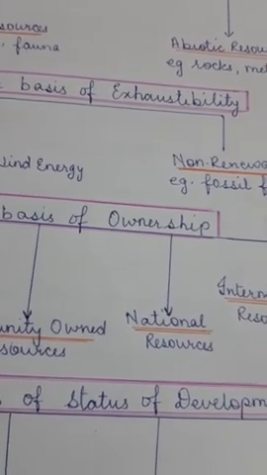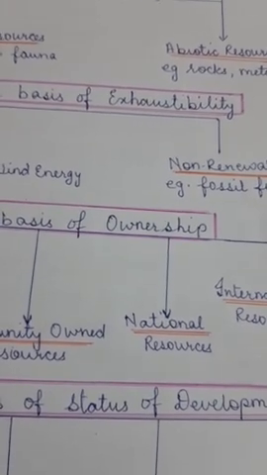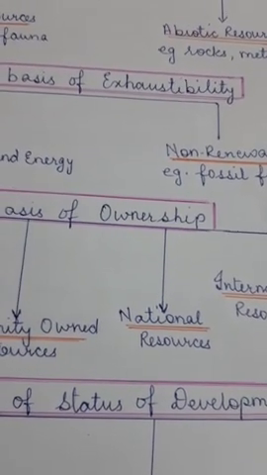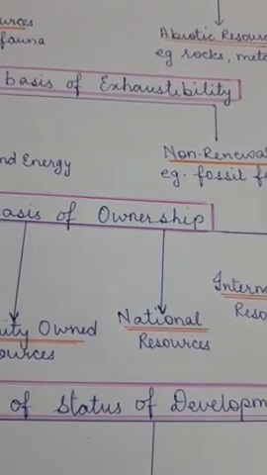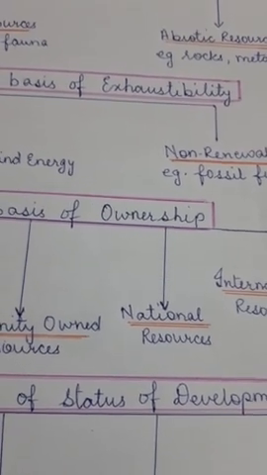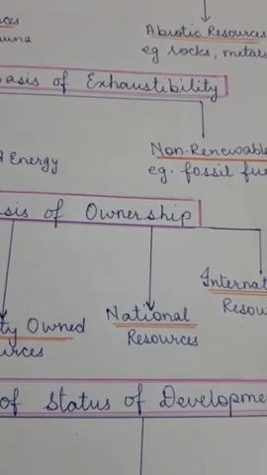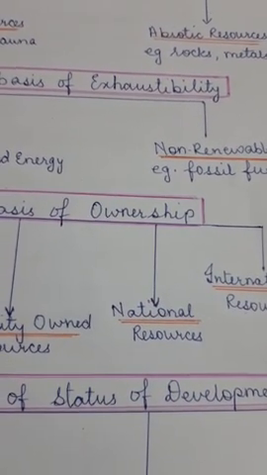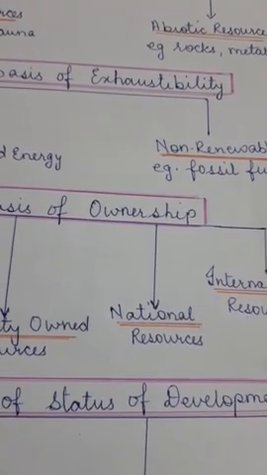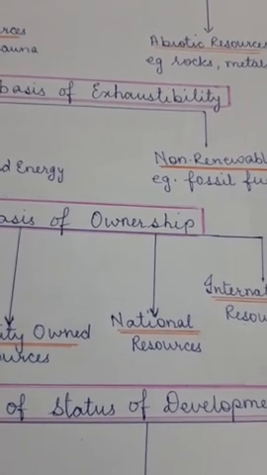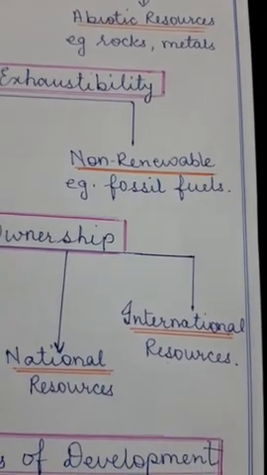All the resources found within the geographical boundaries of a country are national resources. Even offshore, from the coast, the oceanic area up to 12 nautical miles, which is termed as territorial water, and the resources found over there are the national resources of that particular country. Now we have international resources.